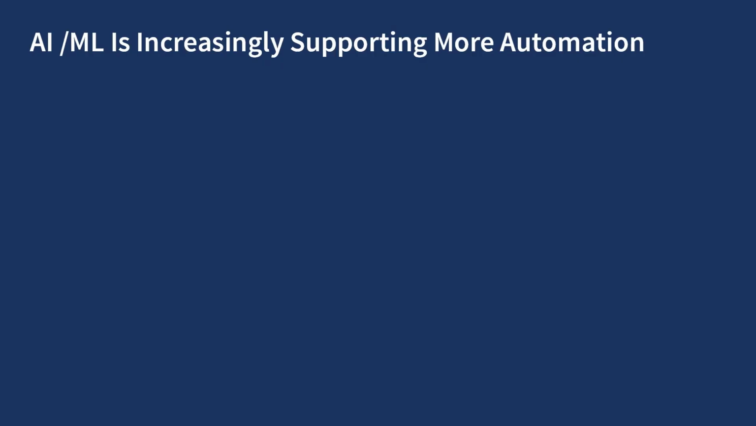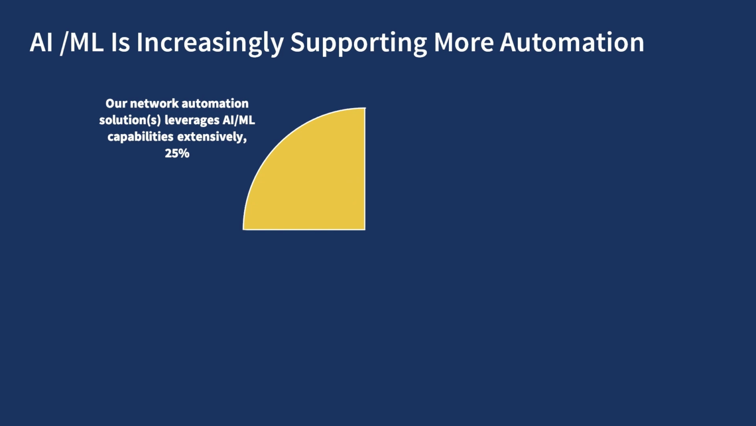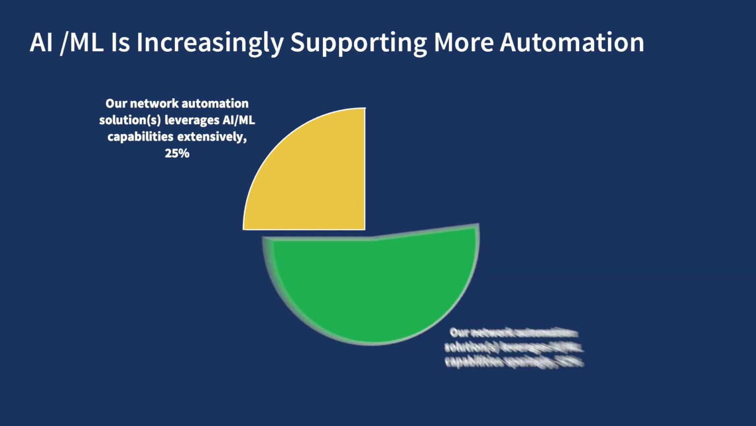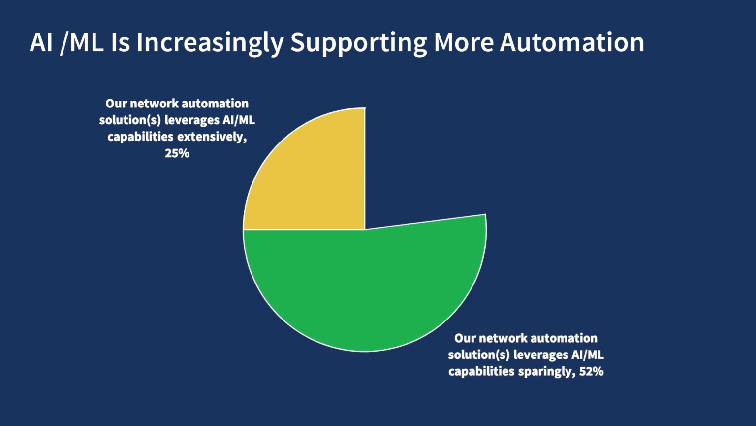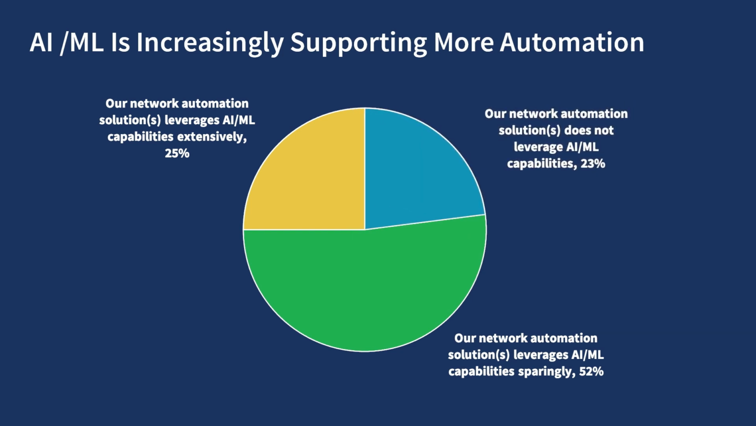We also asked organizations if they were leveraging AI/ML technologies to augment their automation solutions. This is still an emerging space, with 1/4 of respondents stating they use AI/ML extensively, and just over half reporting it's used sparingly in their network automation solutions. Almost a quarter say they don't use AI/ML at all yet.